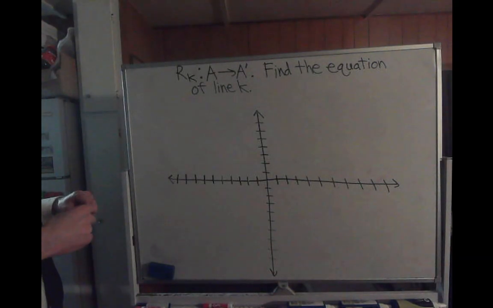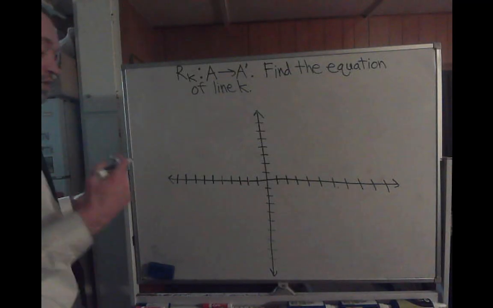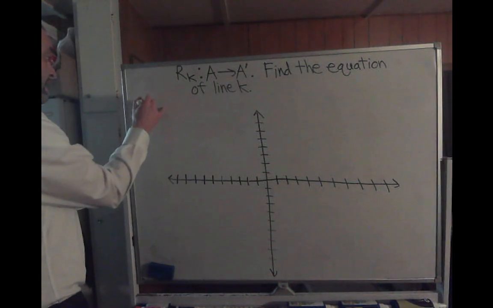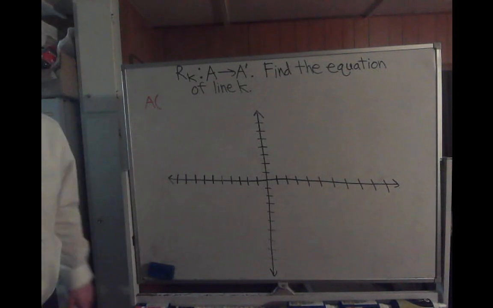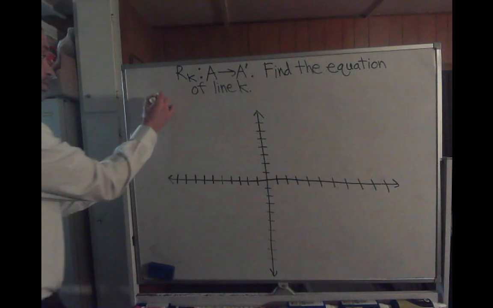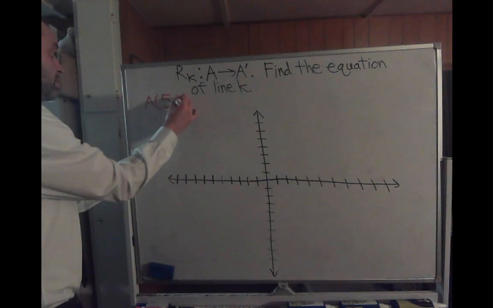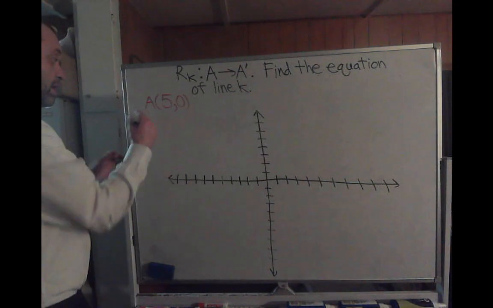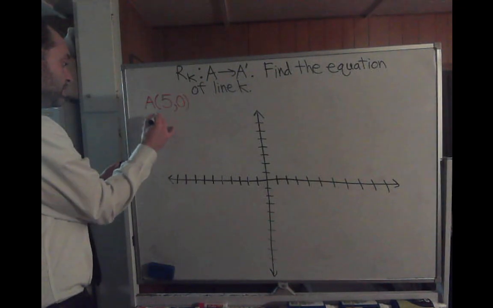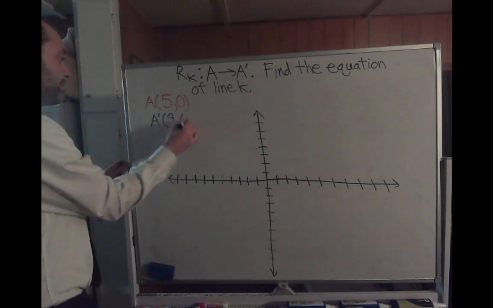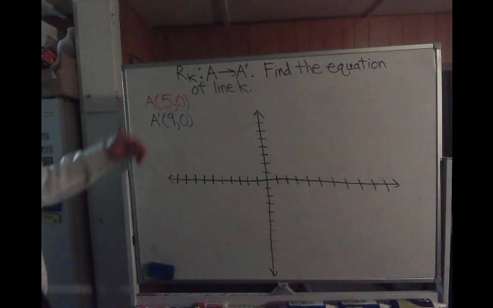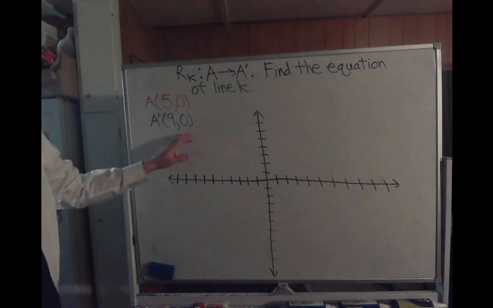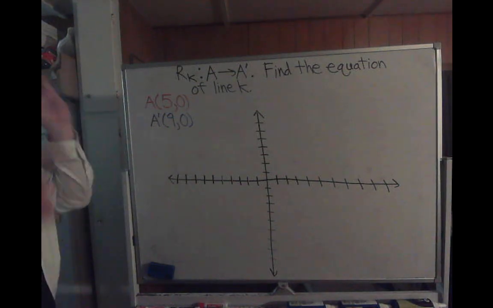So here's how we're going to do this. We are given that point A has the point, in this case, 5, 0, and then we have that A prime has the point 9, 0. So the reflection through line K of point A at 5, 0 is A prime at 9, 0. We need to find the equation of that line K.